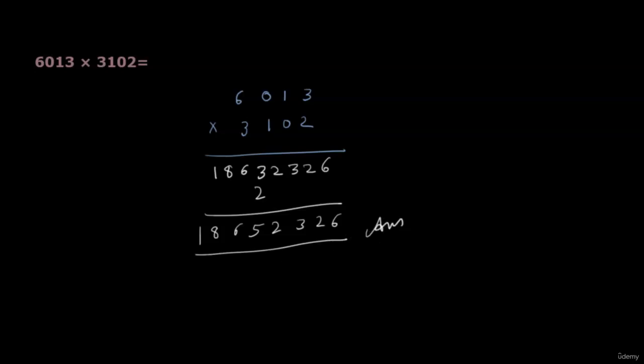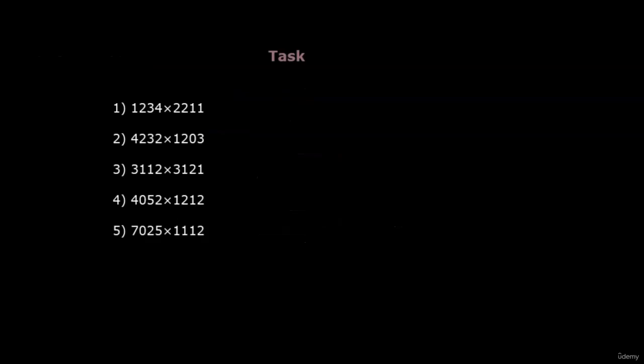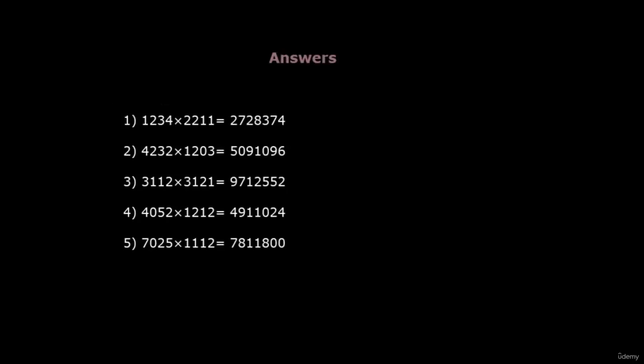So this is how we multiply two 4-digit numbers using vertically and crosswise technique of Vedic math. And now there is a small task for you to practice more problems, and answers are also given to you.